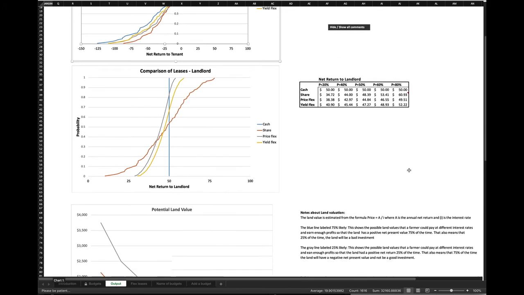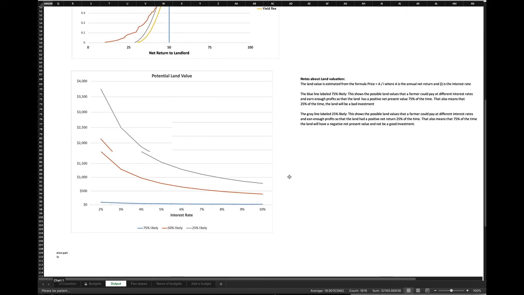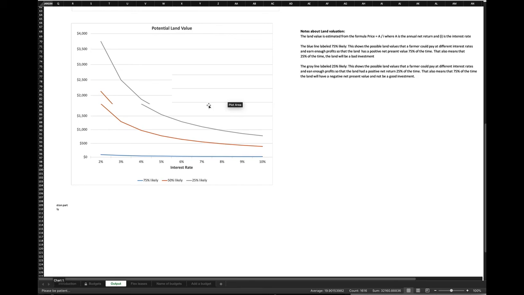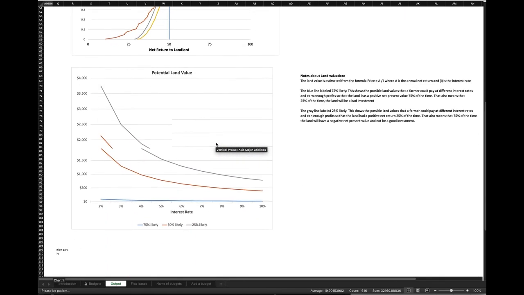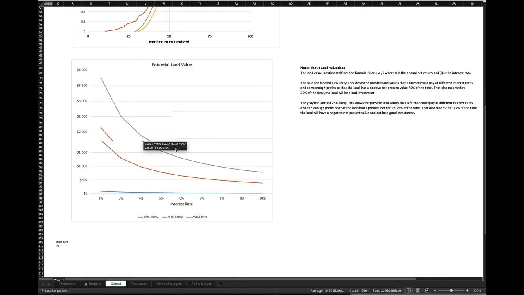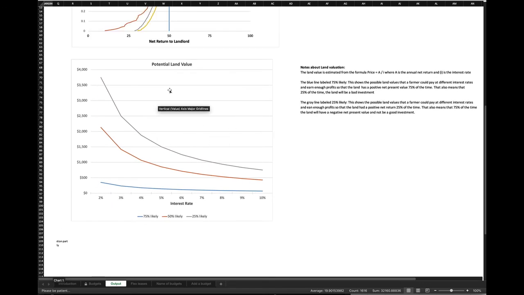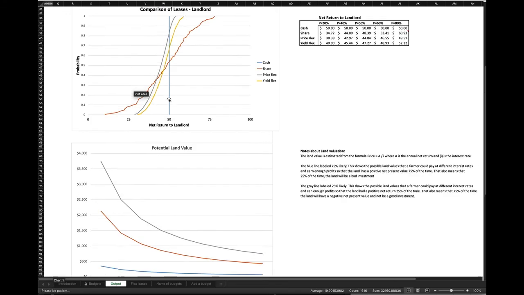The last thing this tool shows you then is it also does a little bit of a land value calculation. I think this is a graphic artifact here. Let me see if I can get it to come. There it goes. All right, so it will show you potential land values based on the distribution of returns that we saw here.